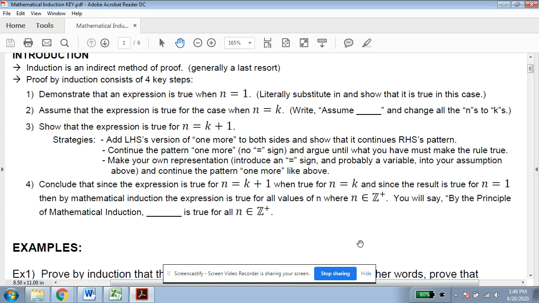All right, this is going to be the next video in the principle of mathematical induction series. We're going to be looking at this first example.